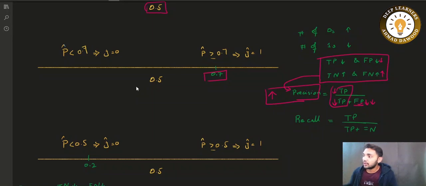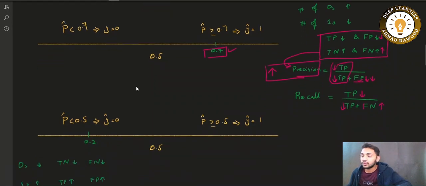Okay, so in the case of recall, your true positives are decreasing, and your false negatives will increase when you increase your threshold to 0.7. Okay, so your recall will decrease. You got an idea: by increasing the threshold, precision will increase and recall will decrease.